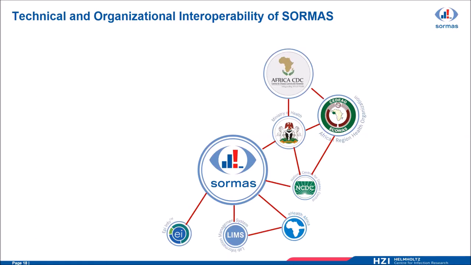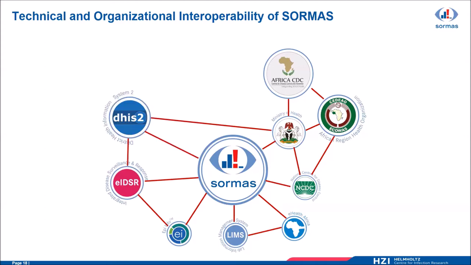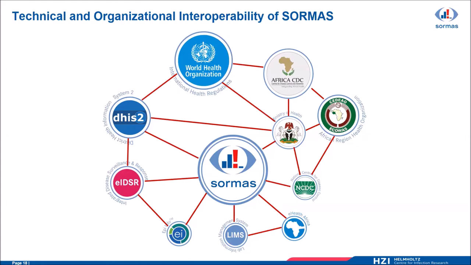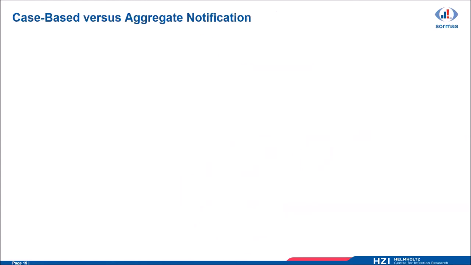SORMAS at the same time is interoperable with EpiInfo, with the LIMS, which is the Lab Information Management System, and eHealth Africa. What this means is that information collected from these different systems through SORMAS is also pushed into DHIS2. I have a slide that shows the interoperability platform between SORMAS and DHIS2 via what is called the HL7 standard and FHIR adapter. I will talk about it in a few minutes. All this information, of course, reports into the World Health Organization.